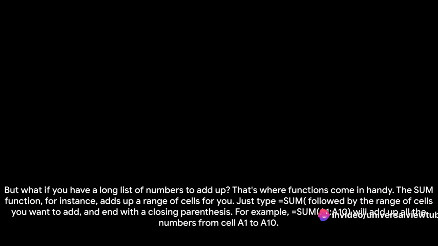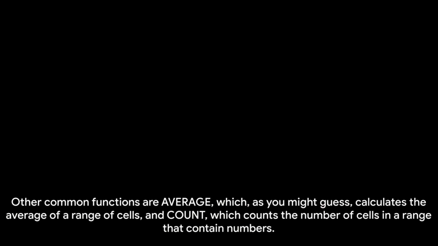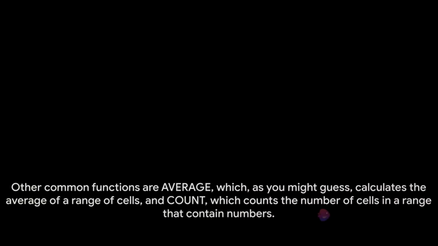Other common functions are AVERAGE, which, as you might guess, calculates the average of a range of cells, and COUNT, which counts the number of cells in a range that contain numbers. To use these functions, you follow the same format as with the SUM function. For example, equal sign AVERAGE, B1 to B10, will give you the average of the numbers in cells B1 to B10, and equal sign COUNT, C1 to C10, will count the number of cells from C1 to C10 that contain numbers. And there you have it.